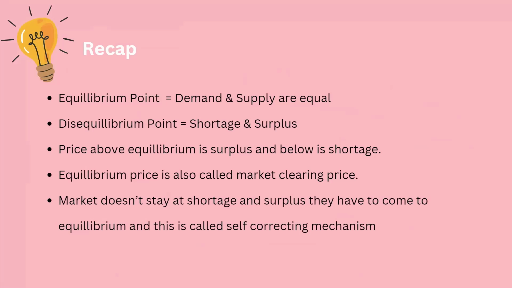So you would see as shortage and surplus, the market wouldn't clear out because there's always some disequilibrium between the supply and demand. So when they equal, the market gets cleared automatically. So that's the reason we call it the market clearing price. Market doesn't stay at shortage and surplus, they have to come to equilibrium, and that is called the self-correcting mechanism. So if there's some shortage of supply in the market, things would happen by themselves. The prices would adjust and it would affect the demand and supply, and the price would be back at the equilibrium. And this process is called the self-correcting mechanism.